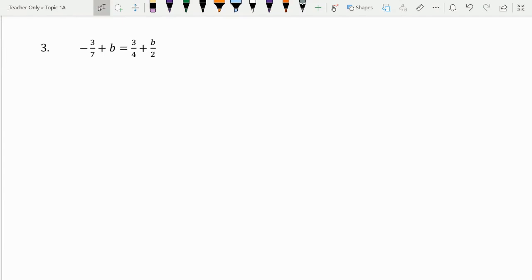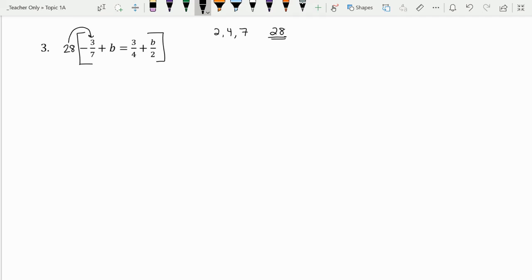Ooh, now this one has 3 different fractions. So we're looking for the first number that 2, 4, and 7 go into. You can think through some of your multiples of 4, and some of your multiples of 7, but ultimately the first number that they all go into nicely is 28. So what we're going to do is take the entire equation and multiply by 28.